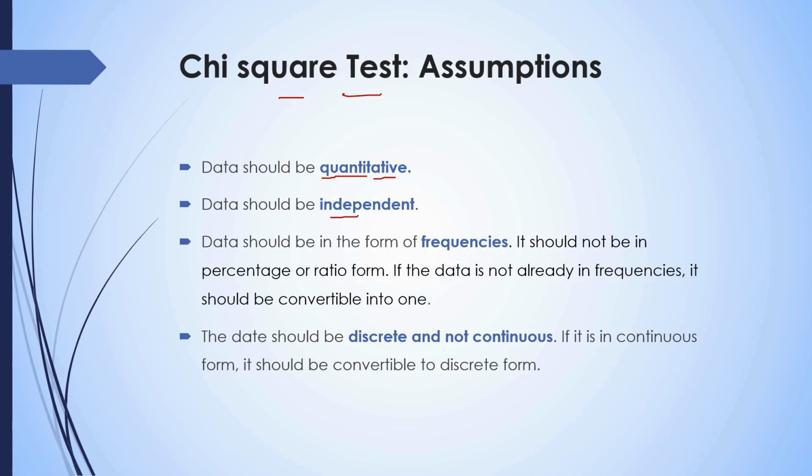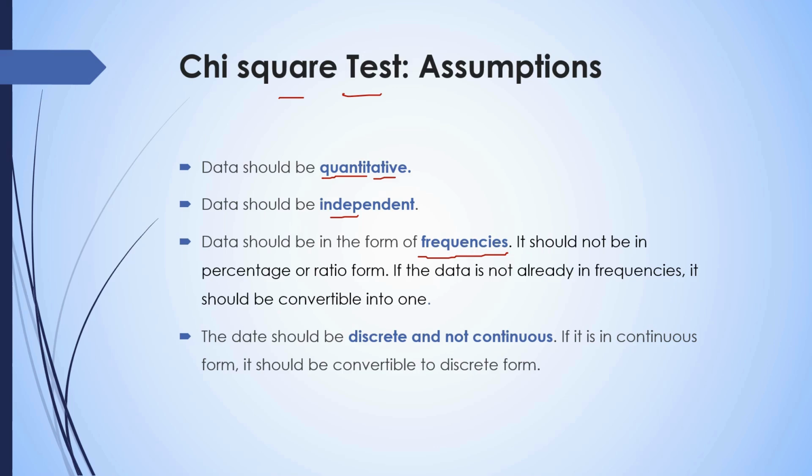The data should be independent. The data should be independent of each other. The third one, the data should be in the form of frequencies. Now, what does this mean? What is a frequency? Frequency is the number of times something happens.